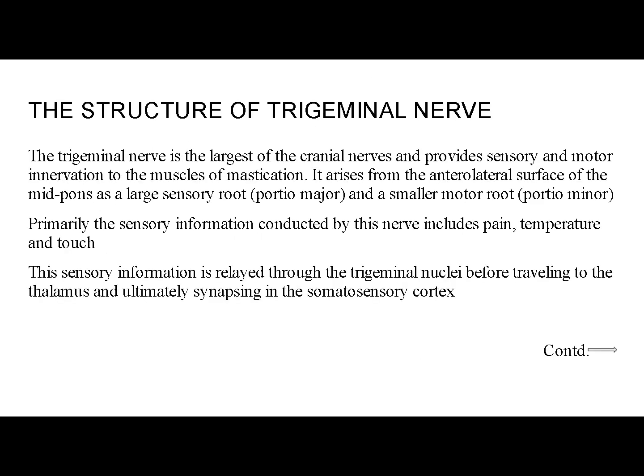Now moving on, we'll be discussing the structures of trigeminal nerve. As I had mentioned earlier, it is the largest of all cranial nerves and provides sensory and motor innervation to the muscles of mastication. It arises from the anterior lateral surface of the mid pons as a large sensory root, which is called the portio major, and a small motor root, which is portio minor.